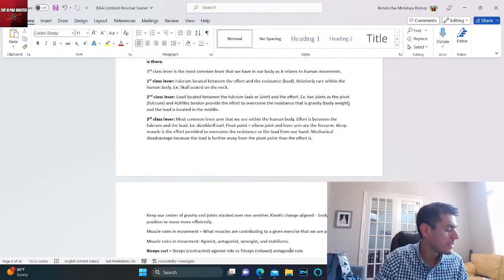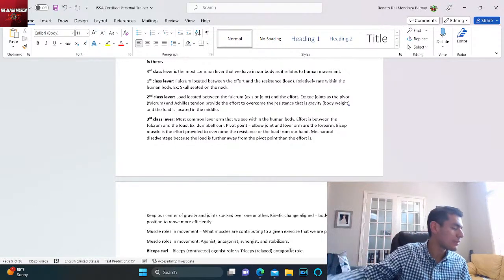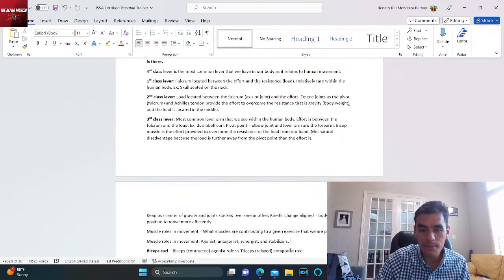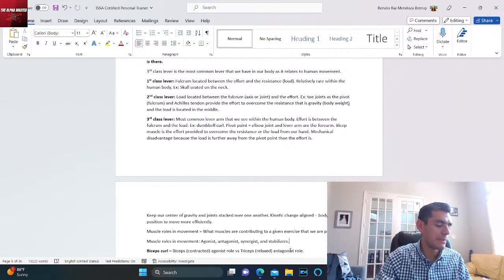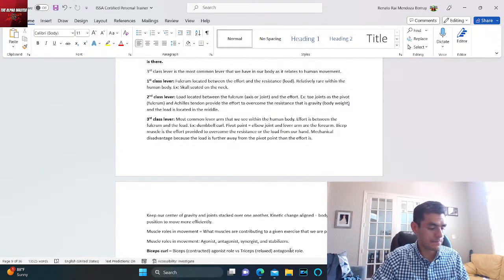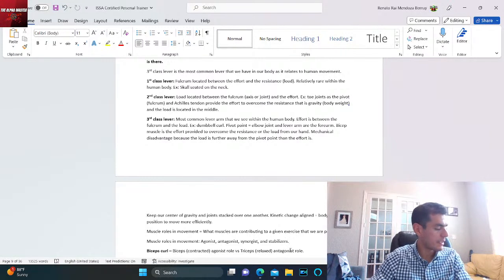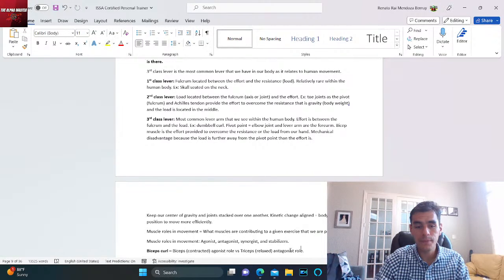You have the agonist, which is the contracted muscle. The antagonist is the relaxed muscle. The synergist is the assistant muscle, the one that assists the agonist. And the stabilizers are the ones that minimize movement.